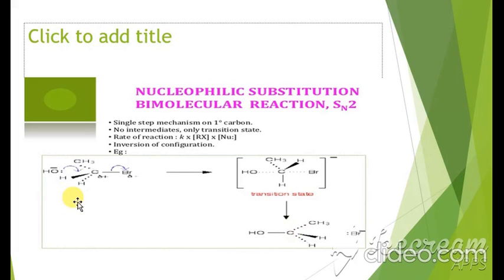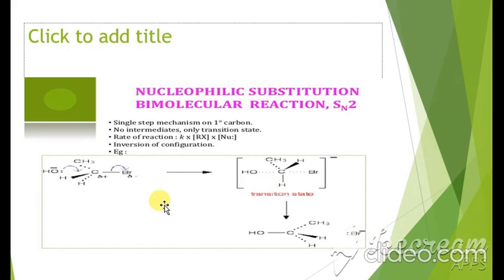This is a simultaneous reaction. At the same time, bond formation between the hydroxyl group and carbon takes place in the transition state, and at the same time the carbon-bromide bond is broken. These reactions are taking place at the same time. You can say bond formation with the hydroxyl and bond breaking with the bromide take place at the same time, and bromide leaves with its electron pair. This is called the SN2 mechanism.